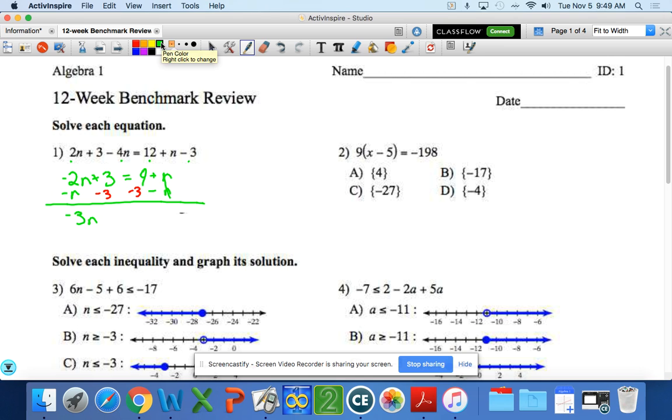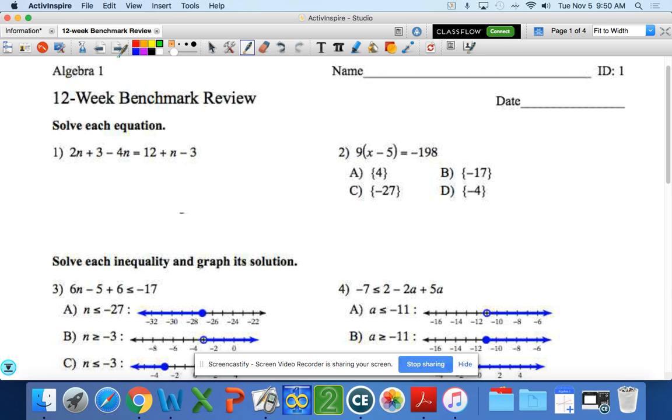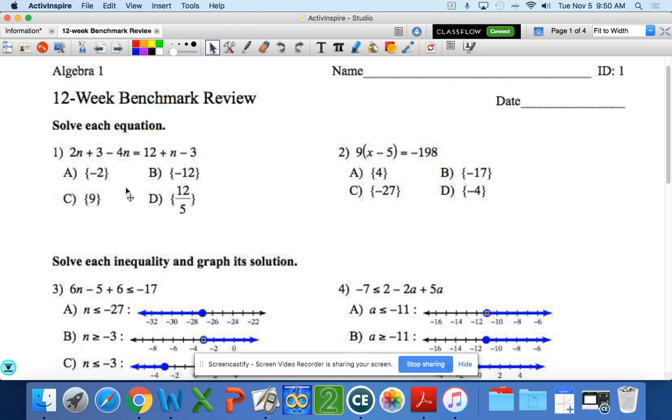Okay, so these cancel. I get negative 3n equals positive 6. Divide by negative 3, divide by negative 3, and I get that n equals negative 2. Okay? Pause the video if you need to see the work. I've got to erase it so that I can move the object out of the way. So again, we got as our final answer negative 2.